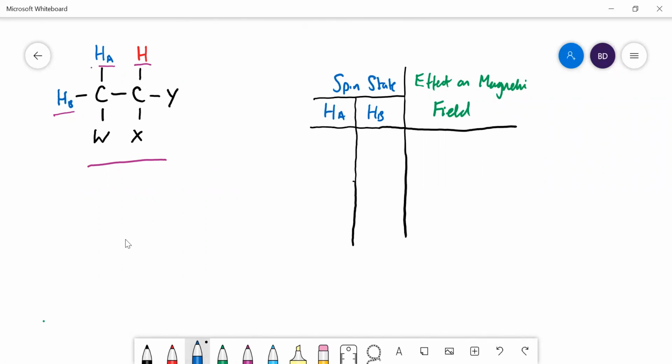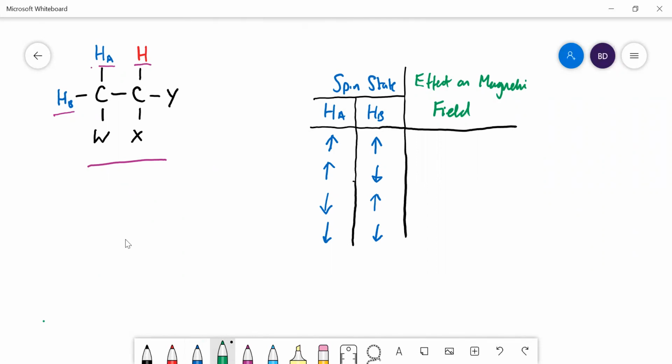We could have both in upspin. We could have one up and one down, so that could be two possibilities: HA up and HB down, or the other way around. Or finally, the fourth combination you could have is both in the down position. So let's see what that's going to do to the field.